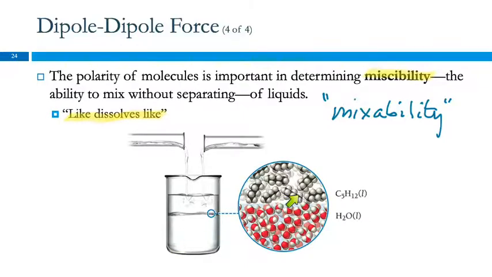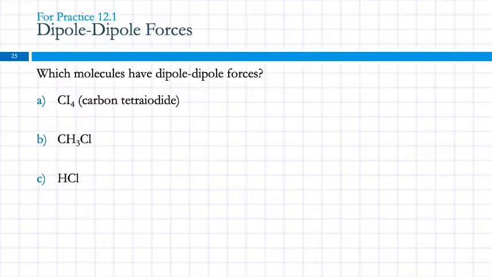Here we have an example of nonpolar pentane and polar water. You mix these together and they will not mix. You can shake them up, but then just like oil and water, they're going to separate out. Because the water molecules have dipole-dipole forces and they are attracted to each other more strongly than the pentane molecules that only have dispersion forces. And so these literally get pushed out of the water. So which of these molecules have dipole-dipole forces?